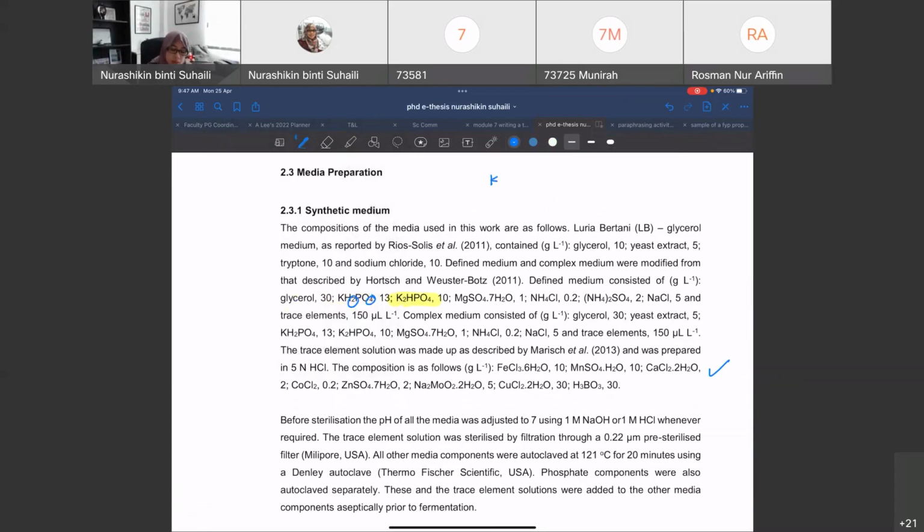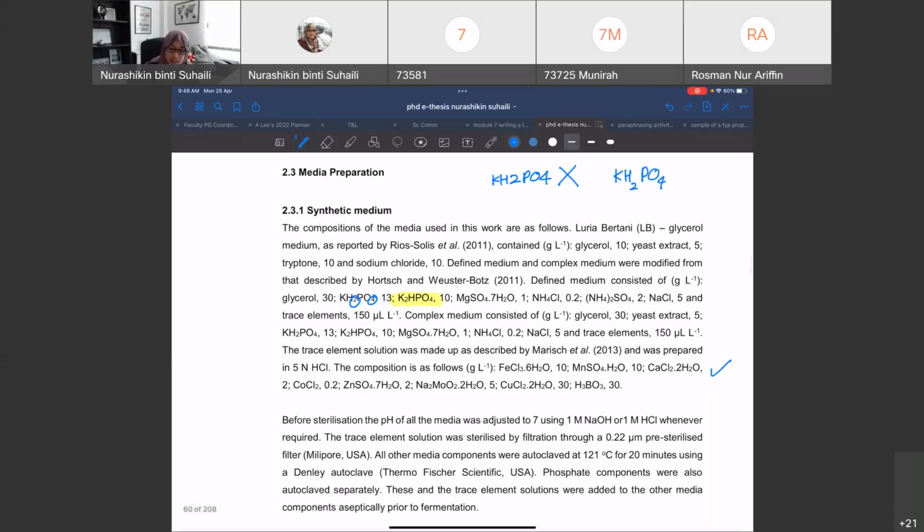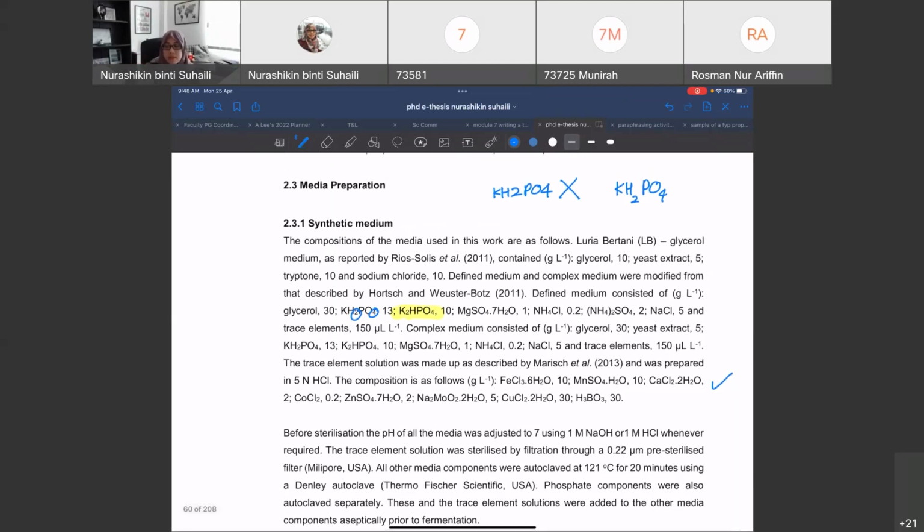You cannot write this one as KH2PO4 with plain digits. Students often do this, and this is a mistake, because we are in science and we should practice the right scientific technique. You have learned chemistry, so this is wrong. You have to apply the subscript one by one. It is troublesome, but that's your role, that's your task, unless you find a tool to write it easily. I'm not sure whether there is one, but if not, do it manually. Highlight it and apply the subscript.